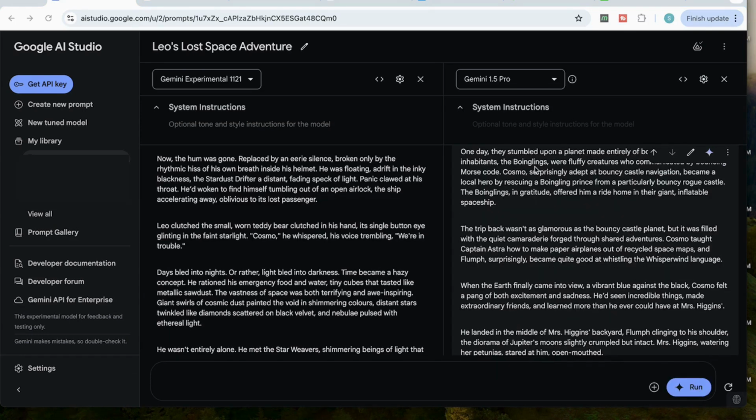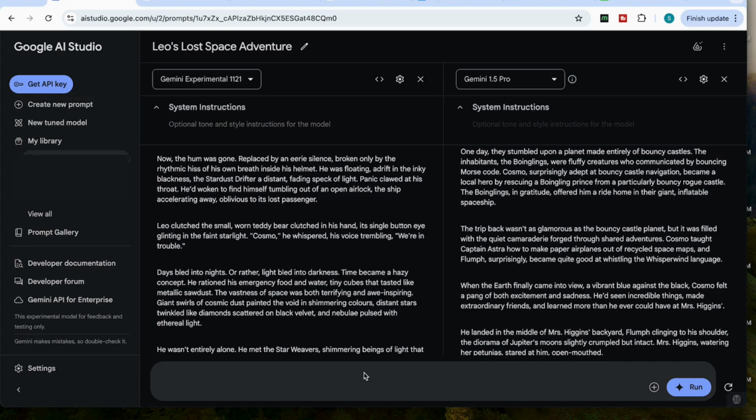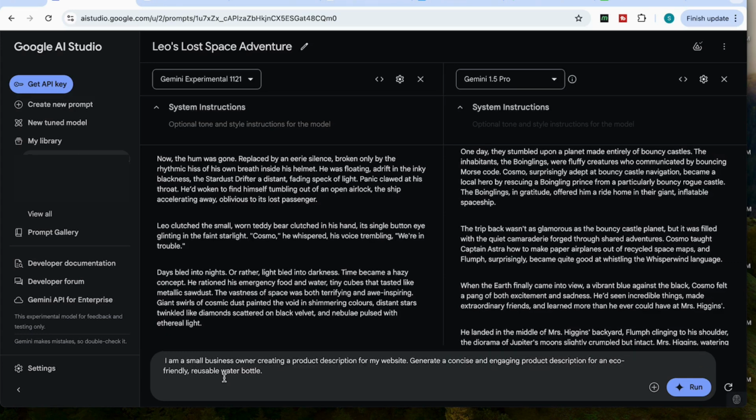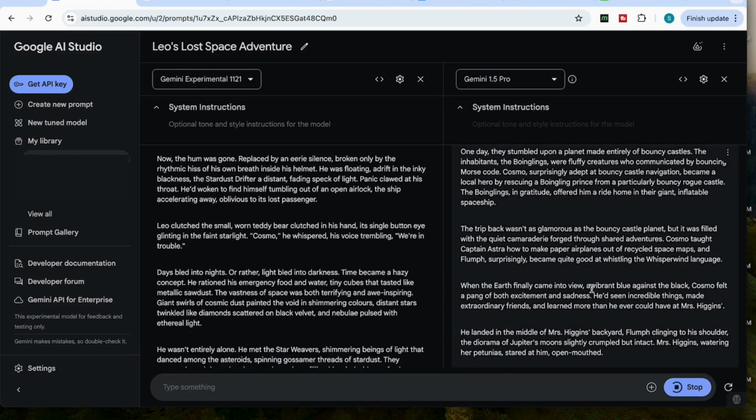Okay, continuing with the theme of creativity, I want to look at some practical examples in terms of it coming up with product descriptions, creative brainstorming, and seeing whether there has been an improvement in that. So I'm just going to add a prompt here that says, I'm a small business owner creating product descriptions for my website. Generate a concise and engaging product description for an eco-friendly reusable water bottle, and I'm going to run that across these two models.